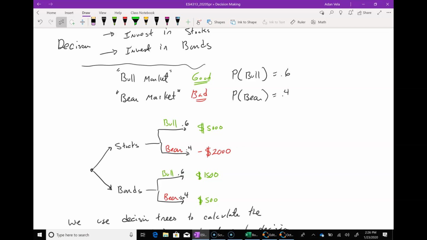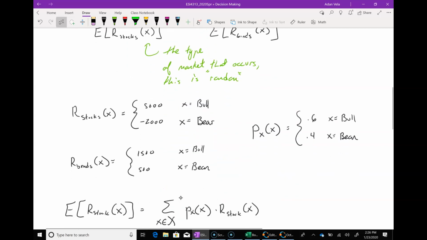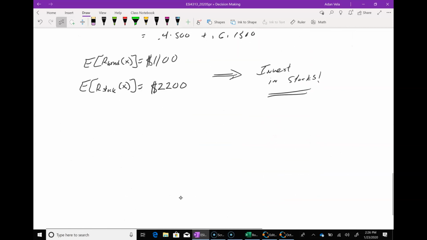Now, typically, when you're working with decision trees, you're going to have a fixed number of options, so that is options in the decisions and options in the outcomes. But the methods still kind of work out the same.